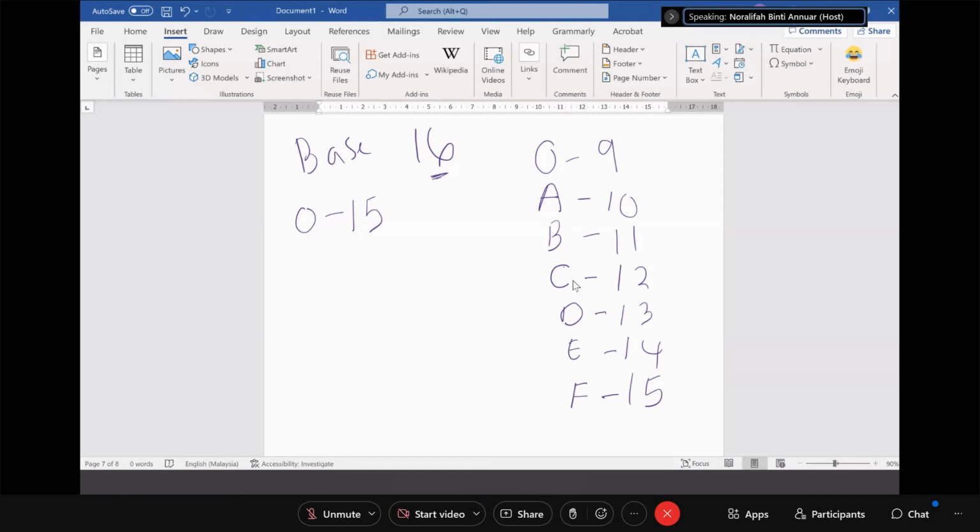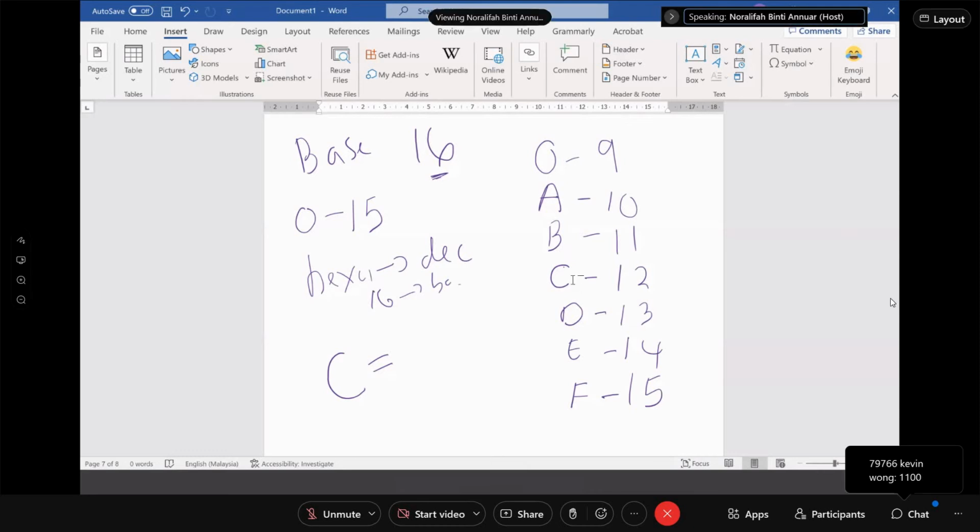Okay, now kalau saya letak C, convert hexadecimal to decimal. Okay, soalan dia kata convert hexa to decimal. Base 16 to base 10. Jawapan dia berapa guys? In decimal. What is the answer in decimal? 12, thank you.